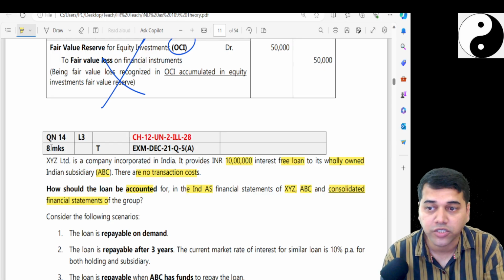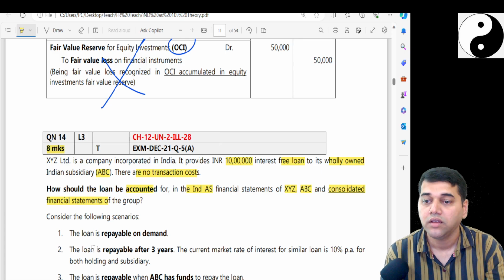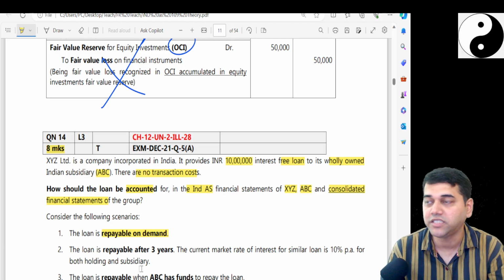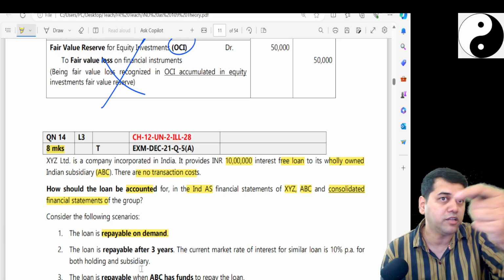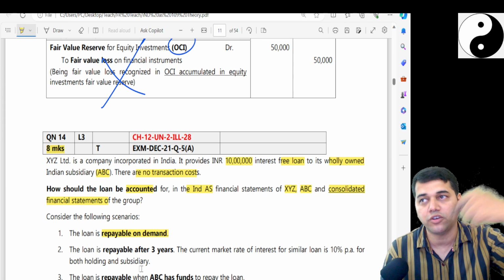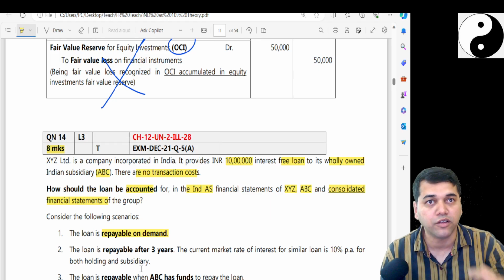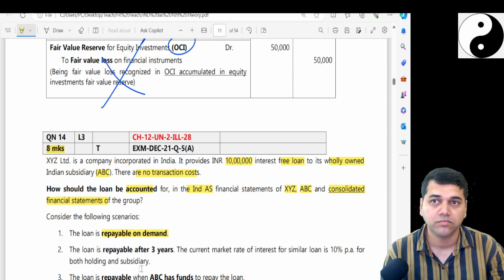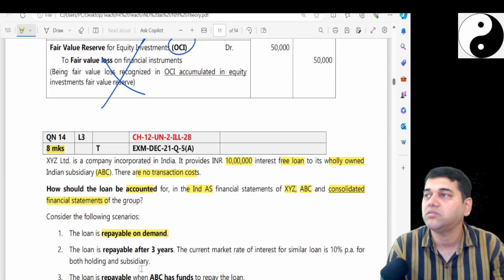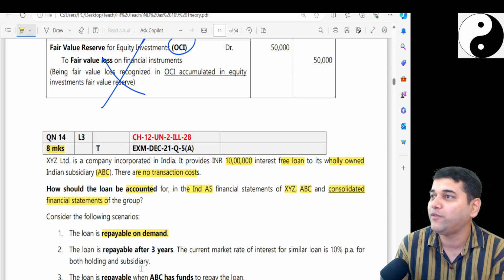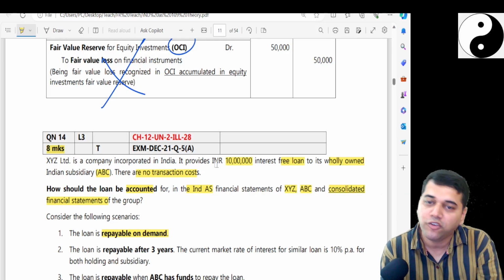An 8-mark question in the exam, predominantly theory. If the loan is repayable on demand, the terms and conditions say that the parent has given a loan to its subsidiary and says, whenever I ask, you have to give it back to me. In that case, can you find out the present value of the future cash flows? No, because you don't know when they are going to repay. So always the fair value will be the transaction price only.